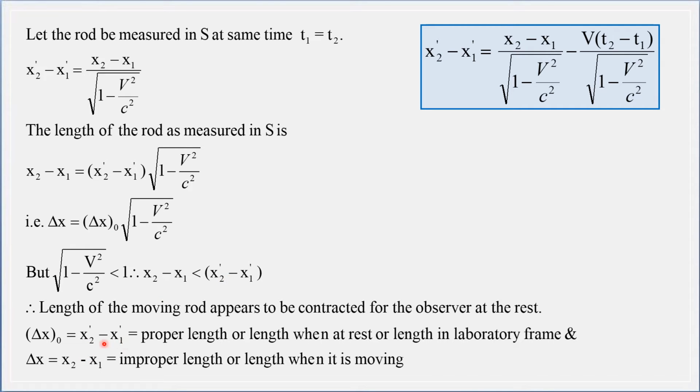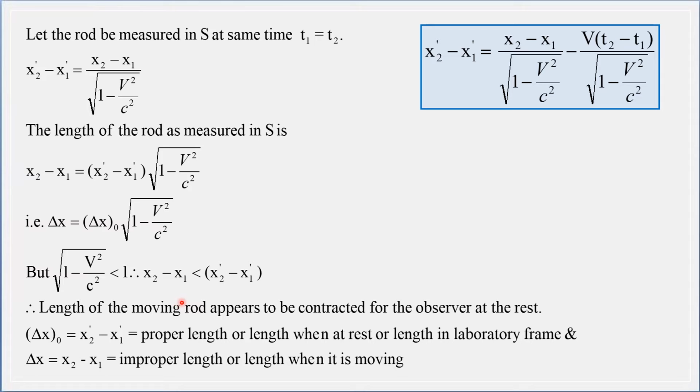Now when it is at rest, that length is called the proper length, because normally in our day-to-day life we do the measurement when the object is at rest. So we call it the proper length, or length when it is at rest, or length in what is called the laboratory frame. See, in the laboratory what happens, we take a device, it is at rest. So it is also called the length in the laboratory frame, meaning length measured when it is at rest. It is also called the true length. So these are different words used. And delta x is the length when it is moving, so it is less than the actual length. So we call it the improper length. So these two words are used.